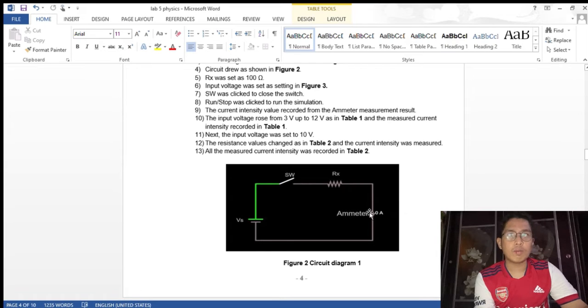rise up from 3 volt up to 12 volt as in table 1, and measured current intensity is recorded. Next, we set the input voltage to 10 volt, and the resistance value changed as in table 2, and the current intensity was measured. And lastly, all the measured current intensity was recorded in table 2.